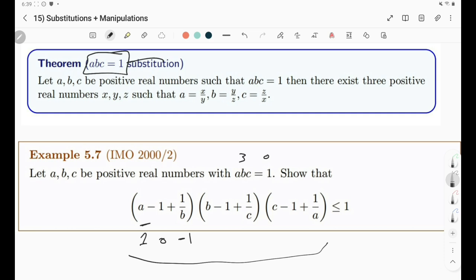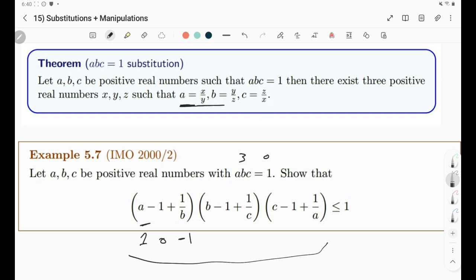Whenever you have abc equals 1, the product of three numbers equals 1, then you can use a very famous substitution. And by the way, you can use it without proof because it's very famous, very logical, and easy to prove actually. So let's say we're given three numbers a, b, c such that their product is 1. Then there exist three positive real numbers x, y, z, similar to the ratio transformation, such that a is x over y, b is y over z, and c is z over x.